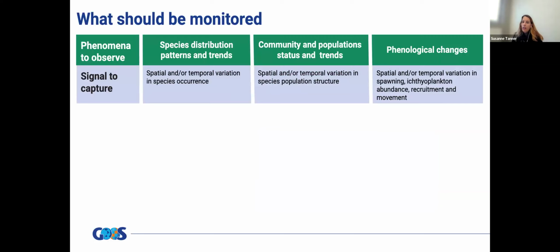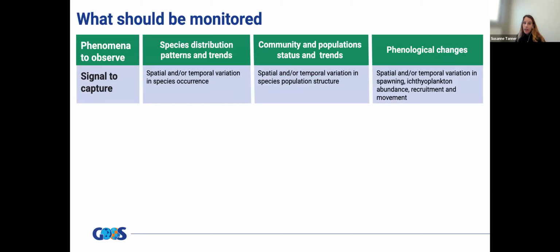In line with other BioEco EOVs, we have identified three phenomena. So species distribution patterns and trends that look at how species occurrence changes over space and time. This could include shifts in range boundaries, local declines, or the arrival of new species as waters warm or habitat change.